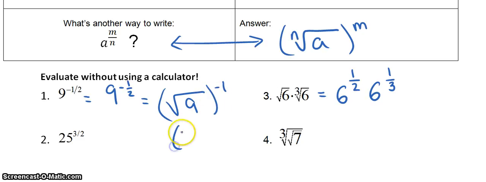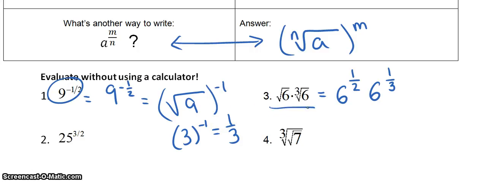So square root of 9, this would be 3, raised to the negative first. A negative exponent would flip it, so this becomes 1 over 3. I don't know if I could do this in my head, but this is something I can simplify without using a calculator. So that's why it's helpful to transform the forms.